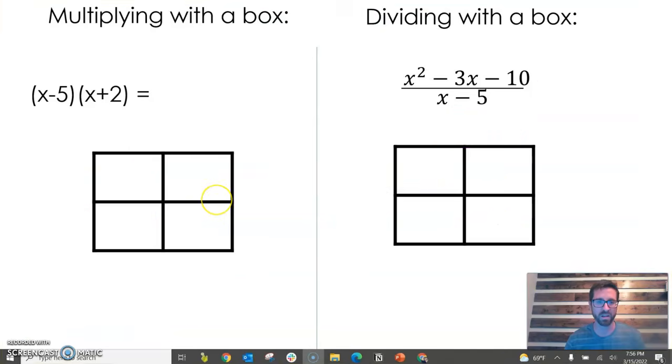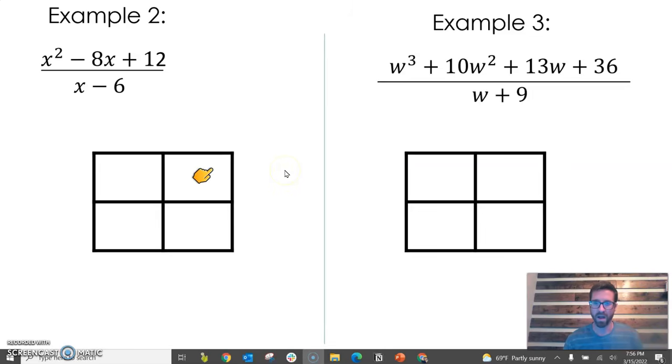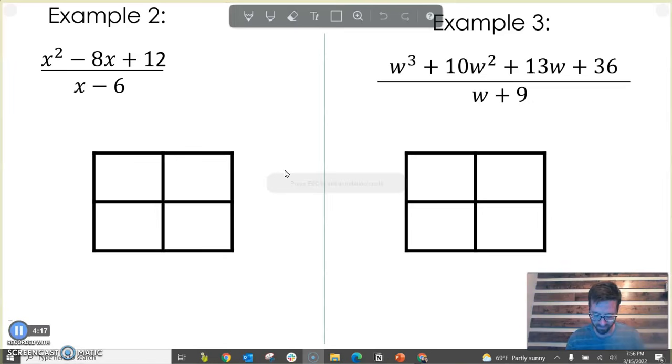Now, let's go to our next slide. I encourage you to pause the video and try this example on the left on your own. But whenever you're ready, hit play, and here we go. So on this particular problem, I'm going to take my divisor, and I'm going to place it right here, x minus 6. And then I'm going to place my x squared right there.